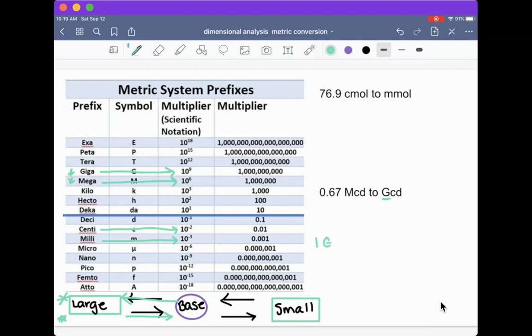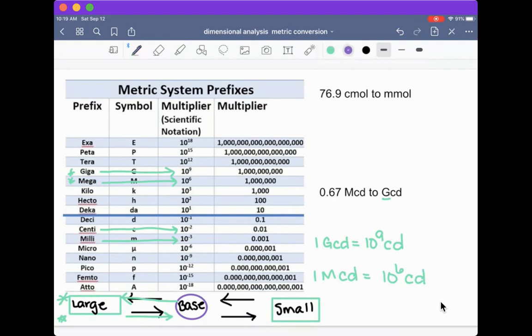So we're going to be using for every 1 gigacandela, there are 10 to the 9 candelas. And then for every 1 megacandela, there are 10 to the 6 candelas. All right, so with that, we can go ahead and start solving our problem.